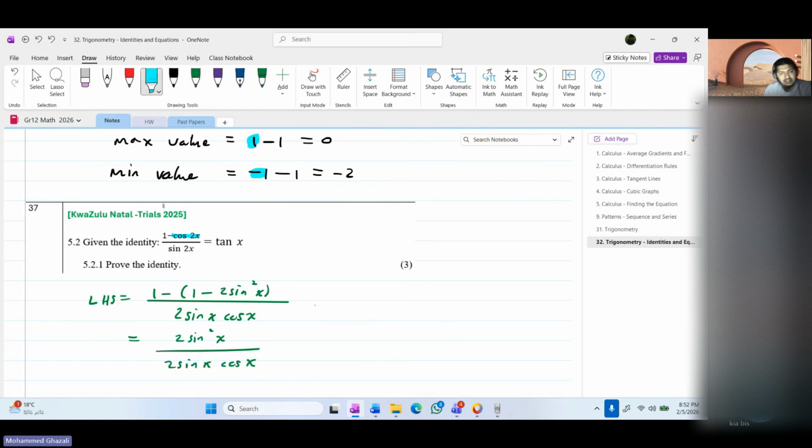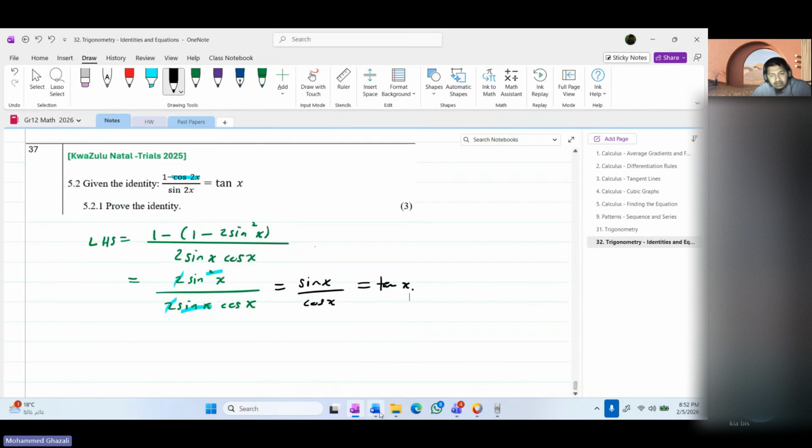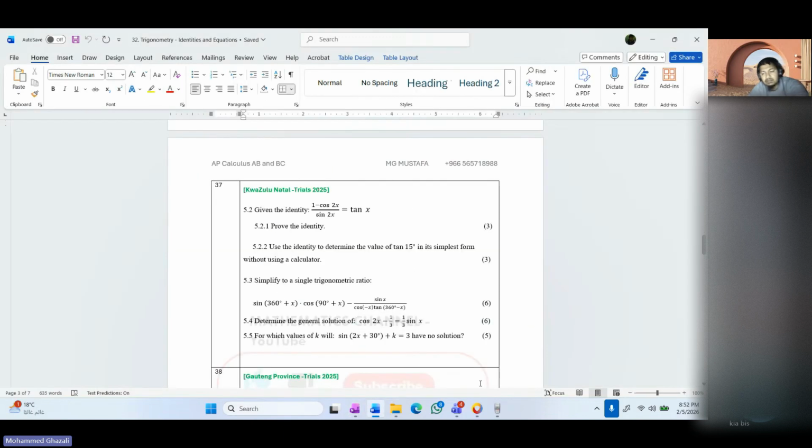Now you can clearly see the 2's cancel out. I think we did this problem before, right? The sine x cancels, so now you're left with sine x over cos x, which is just tan x. Okay, which is equal to the right-hand side. You don't have to write that out.